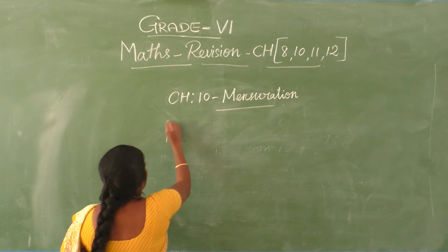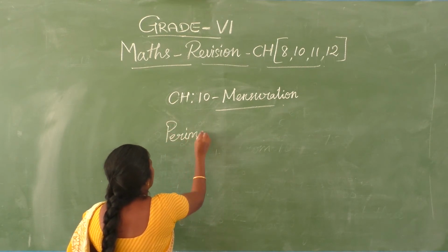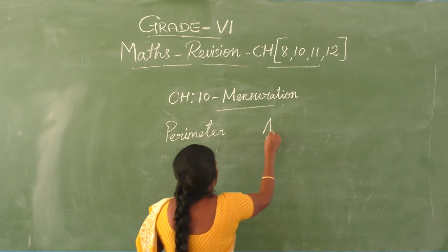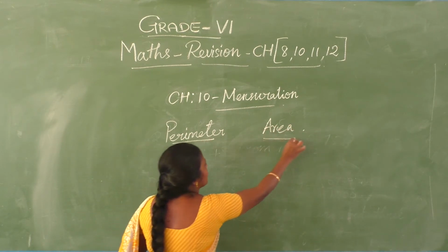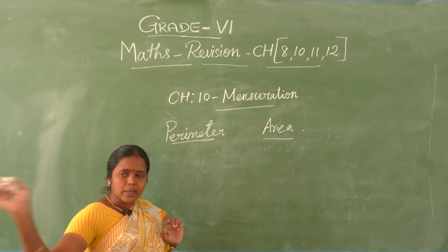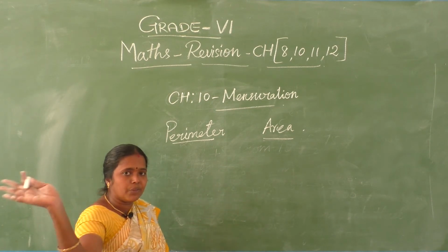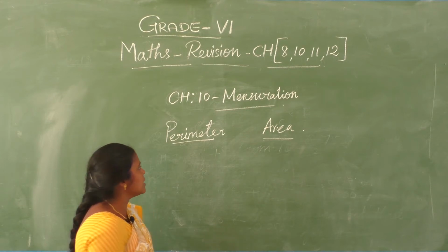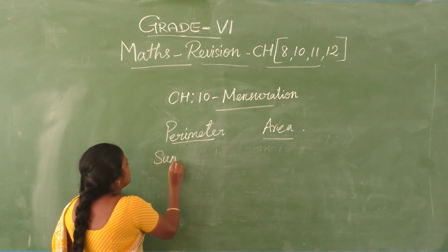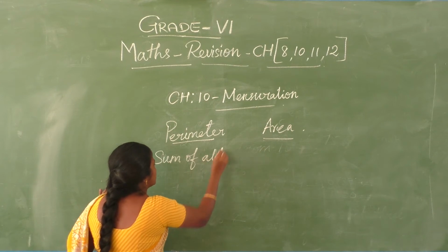Mensuration. Here, perimeter and area. Perimeter means, what is that? Boundary length of the figure, the outer length of the object. Simply, it means the sum of all the sides. Yes or no? Perimeter means sum of all the sides.